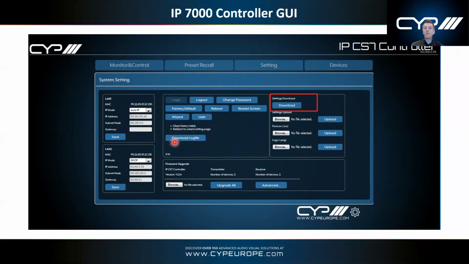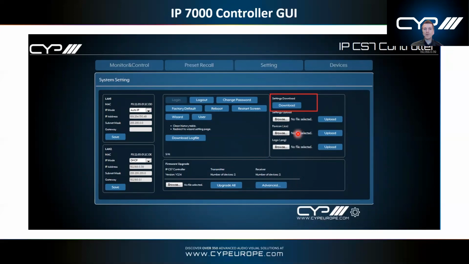Download log file, that would be used if you're speaking to our engineers and you're having some sort of on-site problem. You can then download the log file, share it with us, and we can then look at what the system's doing. And then lastly here, you've got the firmware. So if you need to do a firmware update, you can either upgrade all, which is a feature we've designed recently, so you can update all units at the same time, or if you need to, for some reason, you can update individual units using the advanced section there.